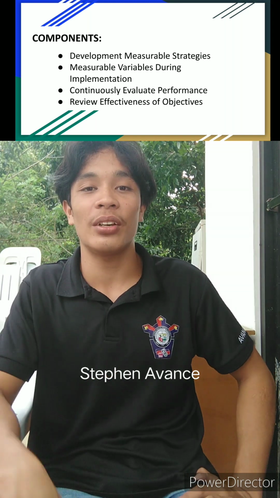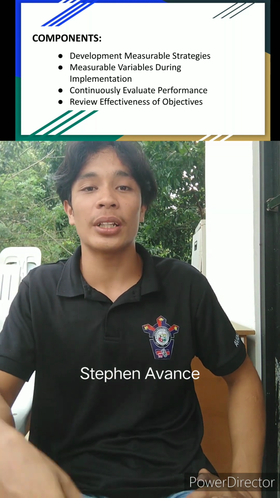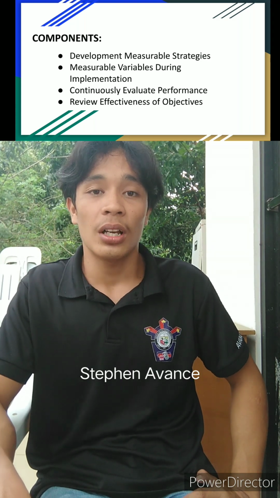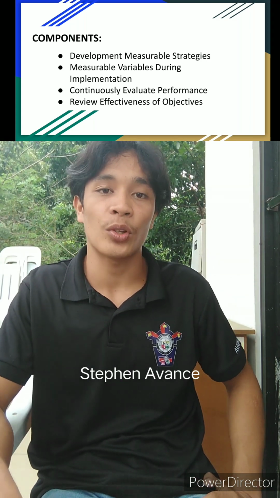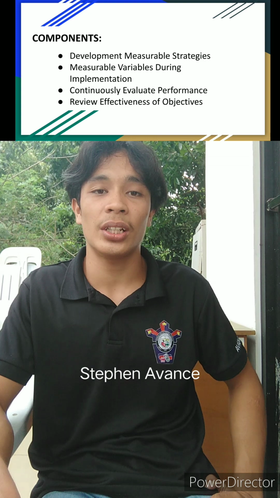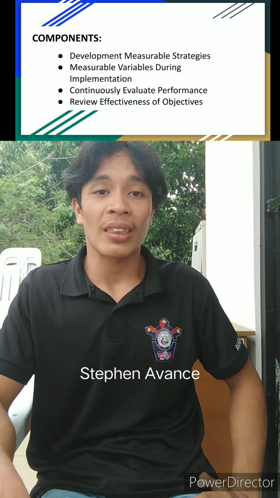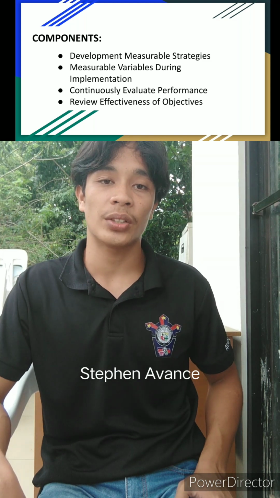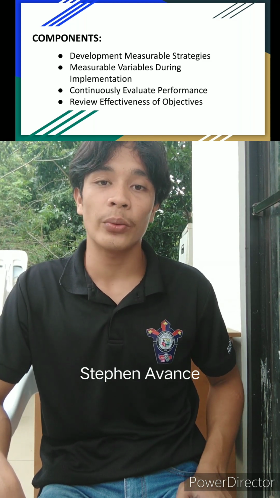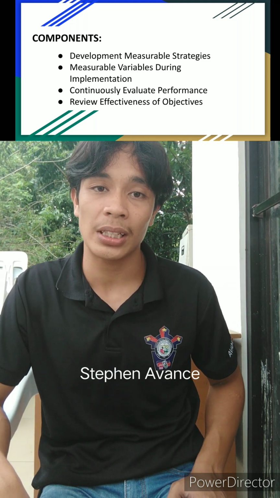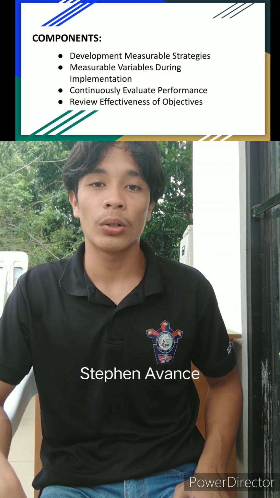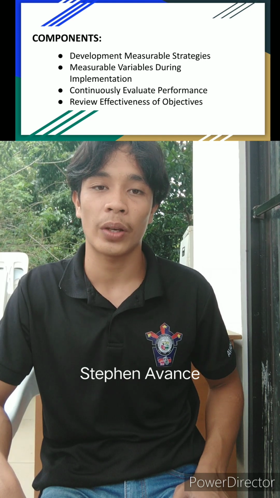Third, continuously evaluate performance. Specific targets made out of measurable variables let you track results continuously to make sure that the strategy is performing adequately. Fourth, review effectiveness of objectives. Once your strategy is fully implemented, you can evaluate its overall effectiveness by asking to what extent it reached the goals you set with the resources you allocated.